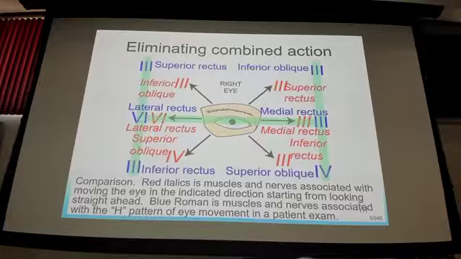Doesn't matter which way you go first, but to start it, we're either going to abduct or adduct the eye first. So the way you do it is you say, stare at my finger, and I adduct, up, down, back up, cross, up, down. You can do it either way first you want. The key thing is, what's the first motion? Adduction or abduction. And the purpose of that is to eliminate combined action.